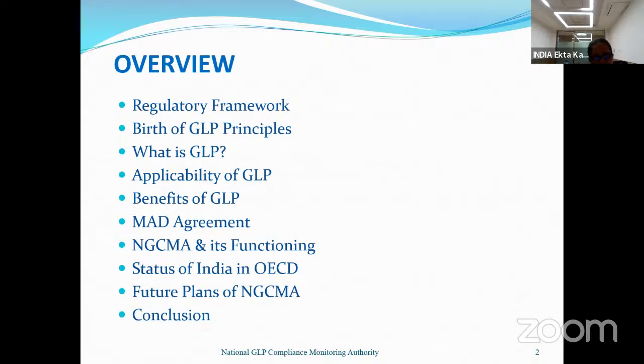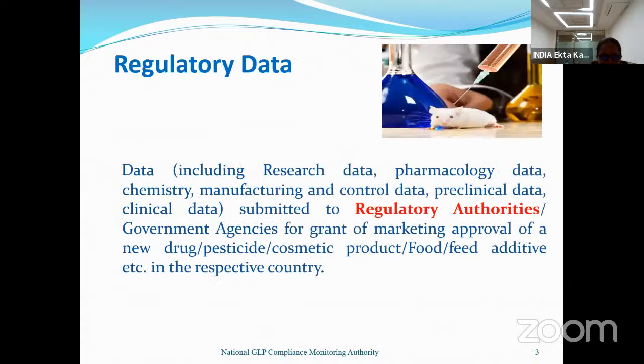The slide gives an overview of my presentation. I will speak about the regulatory framework. I will speak about the birth of GLP principles. What is the GLP quality system? Where is it applicable? What are the benefits of GLP? What is the mutual acceptance of data, or the MAD agreement, and its benefits? Of course, the NGCMA and its functioning, the status of India at the OECD today, the future plans of NGCMA, and finally, I would conclude.